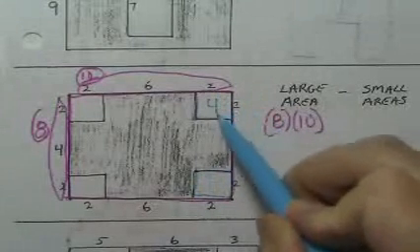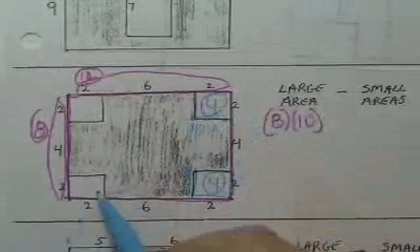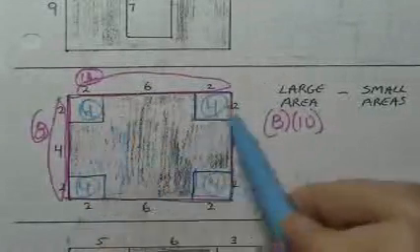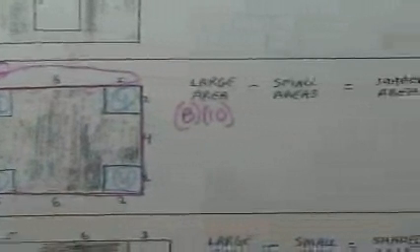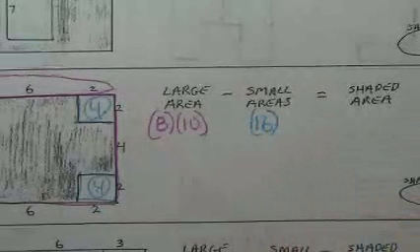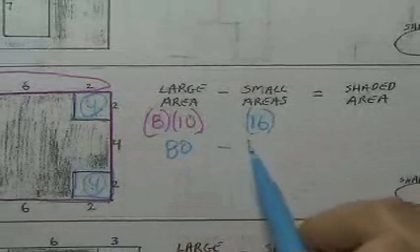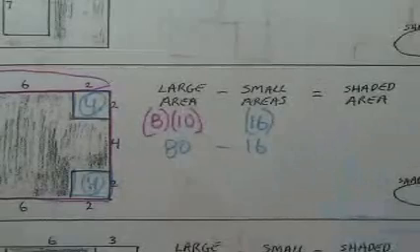2 by 2 is 4. So this is also 4. 2 by 2, that's also 4. Matter of fact, all these are 4. So I have 4, 4, 4, and 4. That's a total of 16. So then you have 80 minus 16 would be your total shaded area.